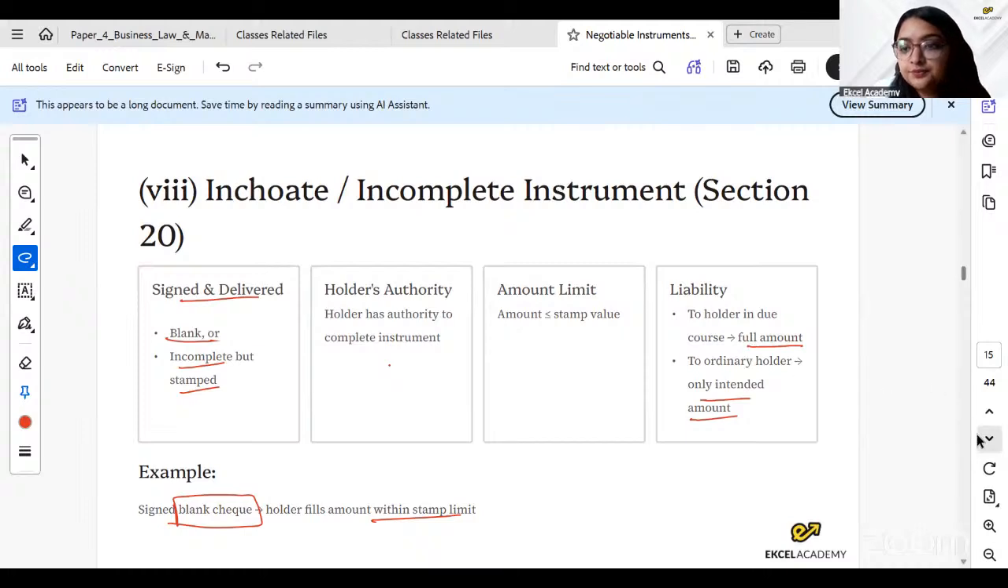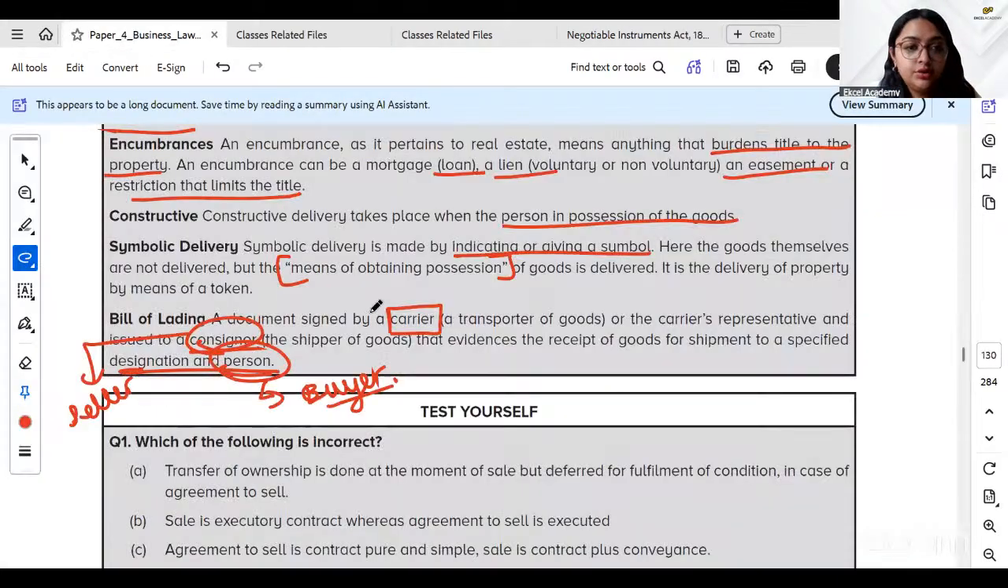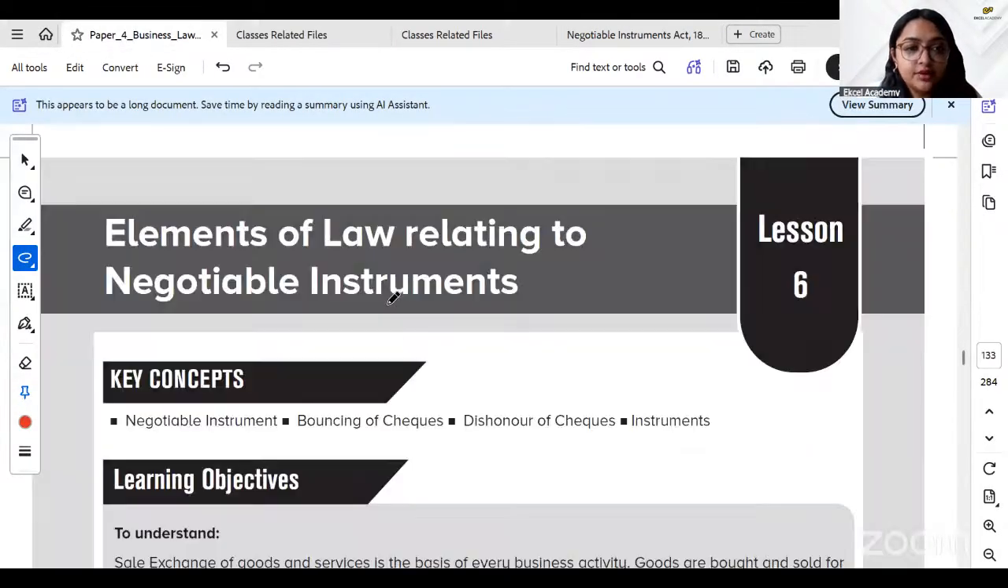All right. Next, kinds of negotiable instruments. We already saw the different types of negotiable instruments. Now we'll understand the three types of negotiable instruments that we just spoke about prior to starting with the chapter. Before that, let's quickly go to the module to understand whatever we have discussed so far.